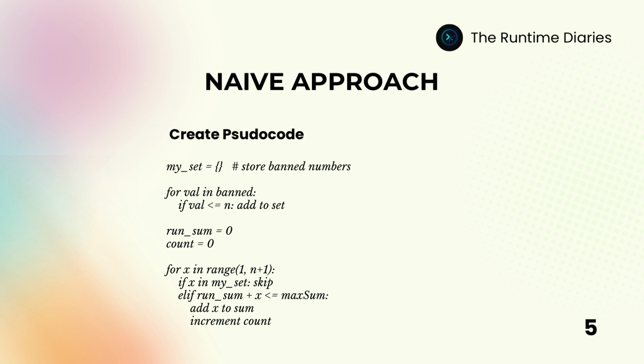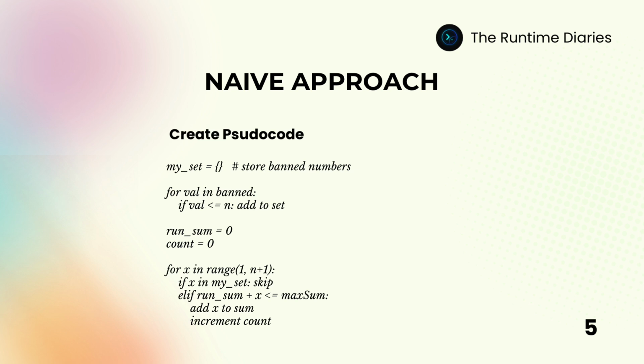Let's start with the brute force approach, or as I like to call it, the let's just make it work version. We'll begin by creating a set called my_set that holds all the banned values within range. Then we loop through every number from 1 to n. If it's banned, skip it. Otherwise, check if adding it keeps us under the max sum. If yes, add it to our running total and increase our count.